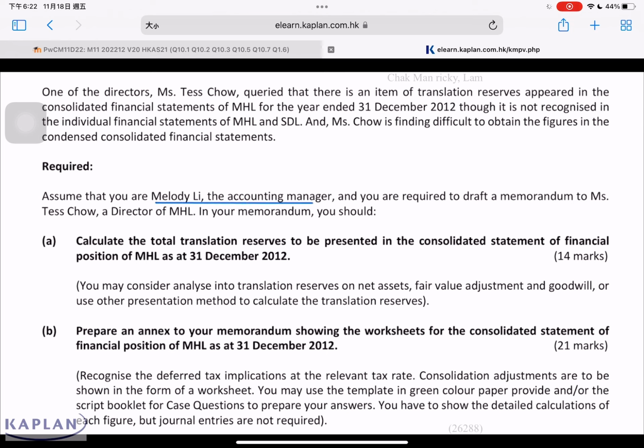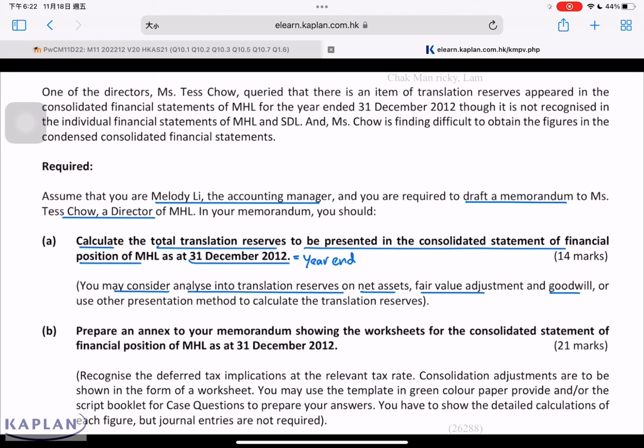Assuming you are accounting manager Lee, you are required to prepare a memo to Director Chow. In your memo, you should calculate the total translation reserve to be presented in the consolidated financial statements at 31st December 2012. That is considered the year end. 40 marks. The question mentioned that you may consider analyzing the translation reserve on net assets, fair value adjustment, and goodwill, or using other presentation method to calculate translation differences.